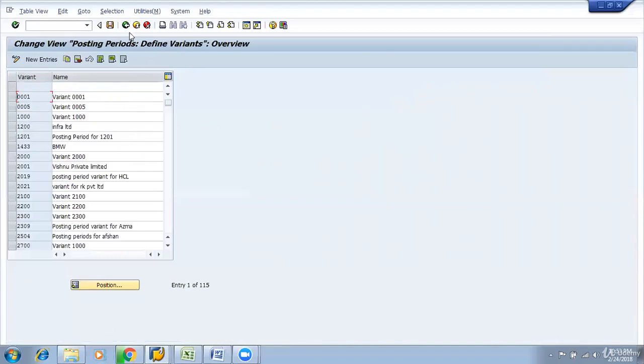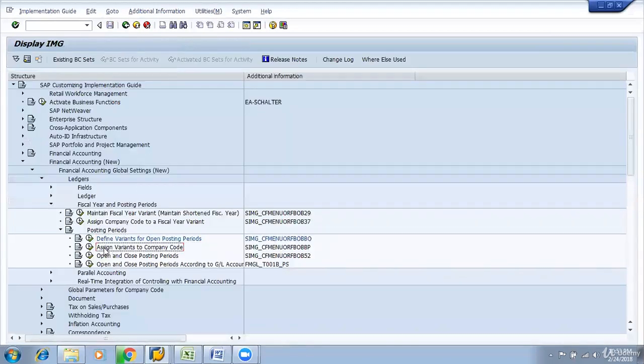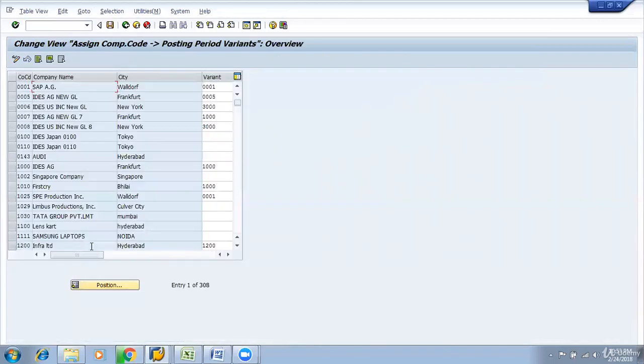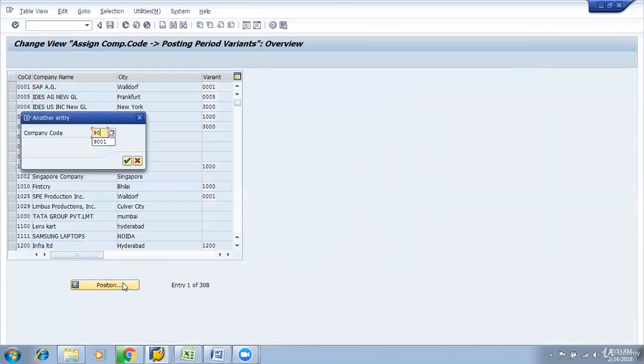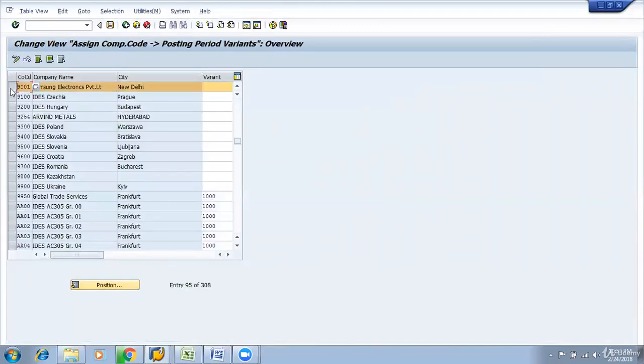Okay. Next step in a row. Assign variants to company code. Very simple. You only need to assign 9001 to your company code. Extremely simple. You can do it on your own. I'll show you anyways. The T code for the same is OBBP. Go inside. Find out your company code 9001 on your left. Correct? Now, what should be the variant assigned here? Did you guess? Yes. 9001, which we have just created.